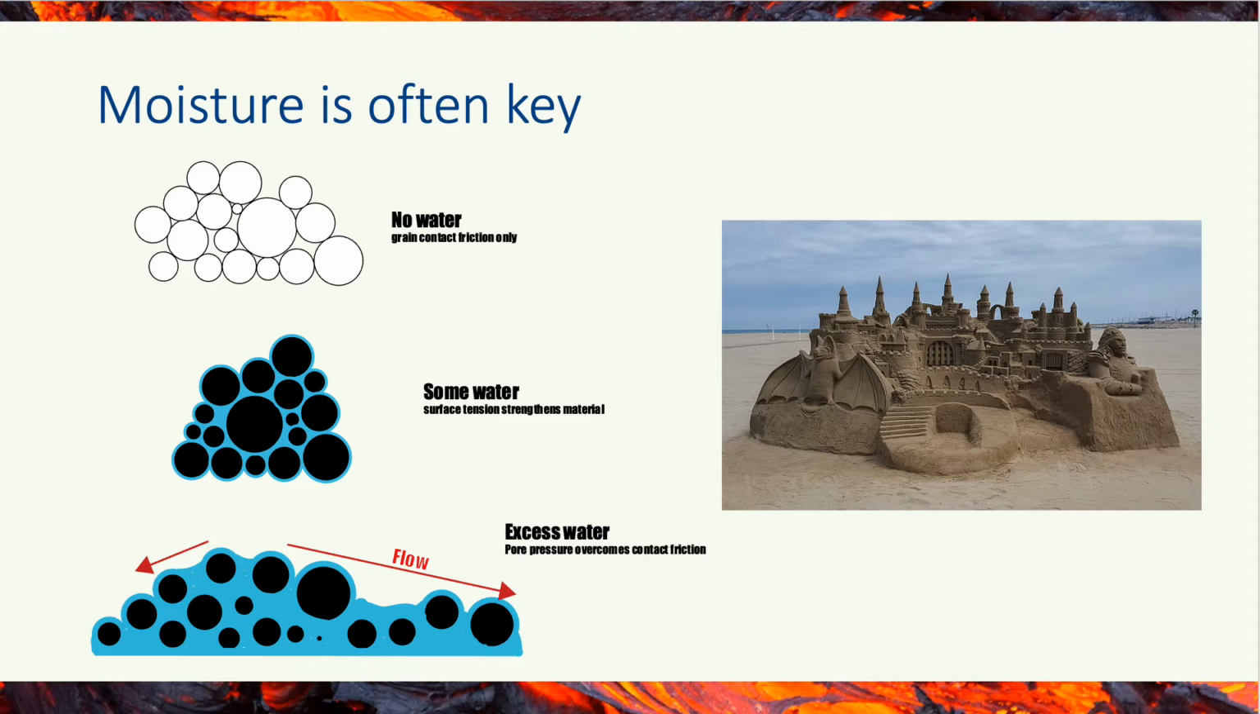However, if you start increasing the amount of water between grains, the surface tension gets broken, and now you start forcing the grains apart so that the contact friction can't work either. As a result, you end up generating flow. So by adding too much water to a solid, we can start weakening it.